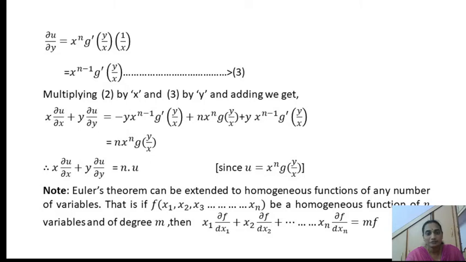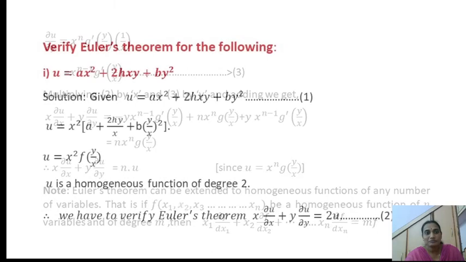Next, note: Euler's theorem can be extended to homogeneous functions of any number of variables. That is, if f of x1, x2, x3, and so on up to xn is a homogeneous function of n variables of degree m, then it can be written as x1 ∂f/∂x1 plus x2 ∂f/∂x2 plus so on plus xn ∂f/∂xn is equal to m into f.